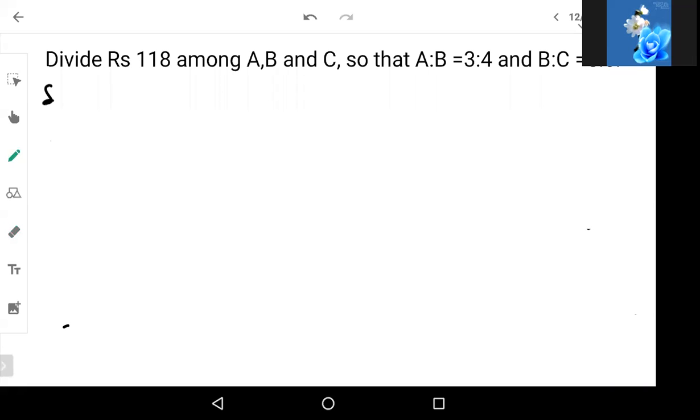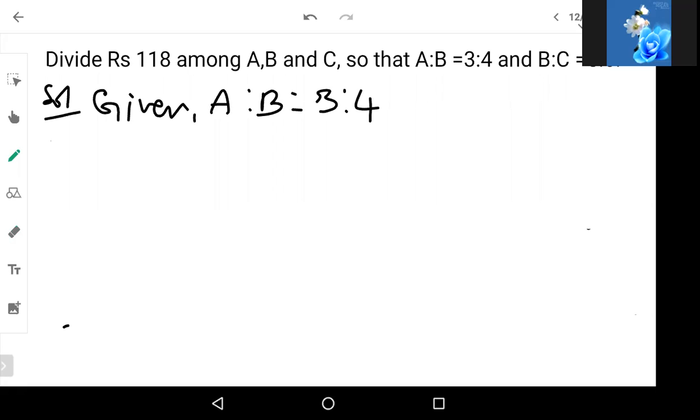So solution, what is given to us? A is to B is 3:4. Now we have already understood how to get that into a continuous ratio. So A is to B is 3:4 and B is to C is 5:6. Correct? So now let us get the continuous ratio. So therefore, multiply.